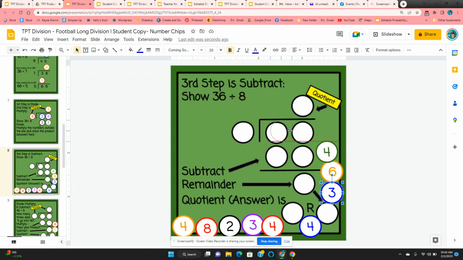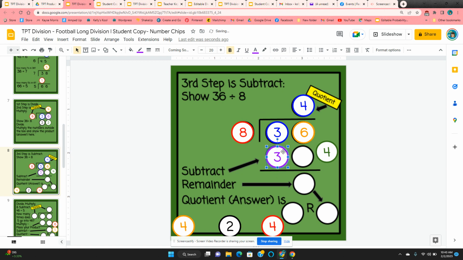They already know where to put the numbers. 36 divided by 8. Well, 8 goes into 36 4 times. So they're going to move a 4. Now they're going to do the next step, which is to multiply. So dad, mom, sister, brother, they divided. Now they multiply. They get 32.